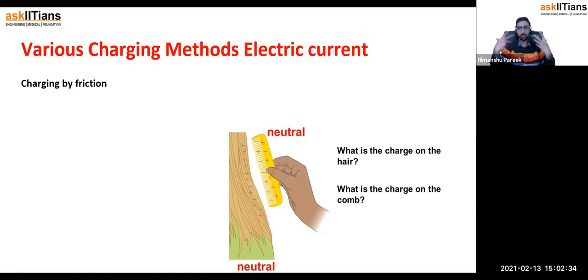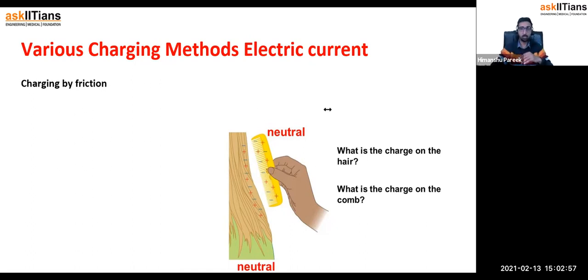So basically, what is the cause behind it? What was that force which was making it stick to that wall? Or what was the cause behind those papers, why they were getting attracted to that comb, or to that plastic scale? So apart from this, one more example, let me tell you.